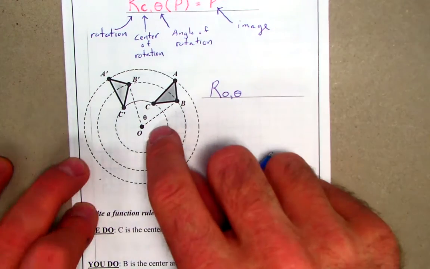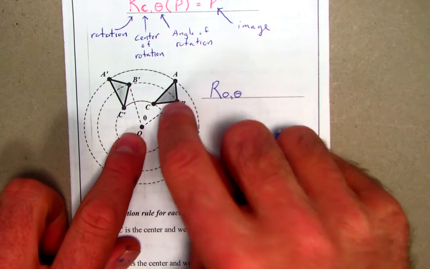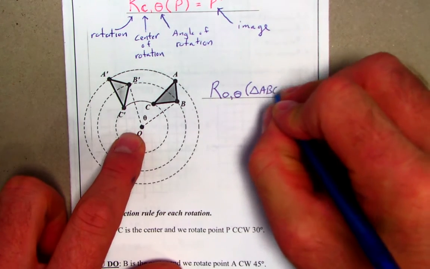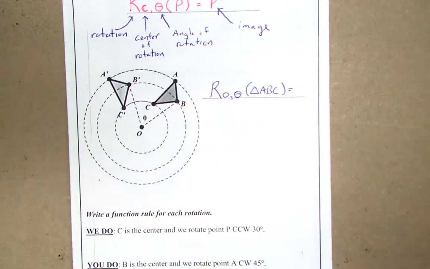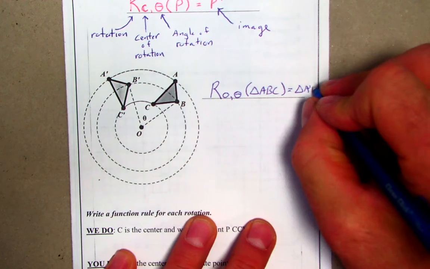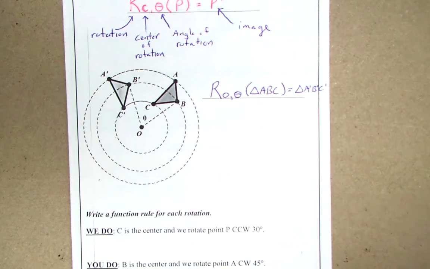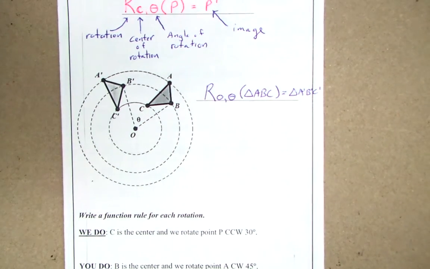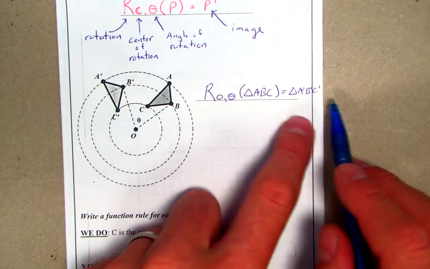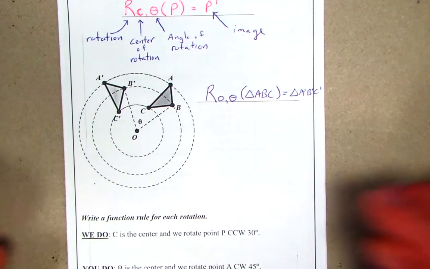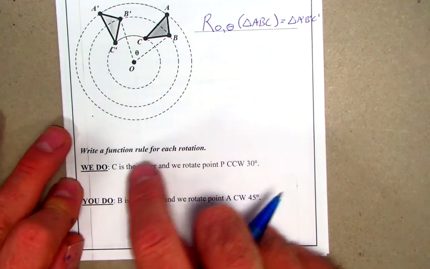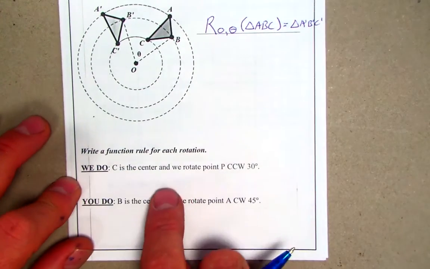Now, what is going into this rotation? Well, this entire triangle, all 3 points. So, parentheses, triangle ABC. That's your input, or your pre-image, and then your output is triangle A prime, B prime, C prime. Okay, so triangle ABC goes into this rotation, and out comes a new triangle. And we call this a function rule. So this one says write a function rule for each rotation. This is just in words.